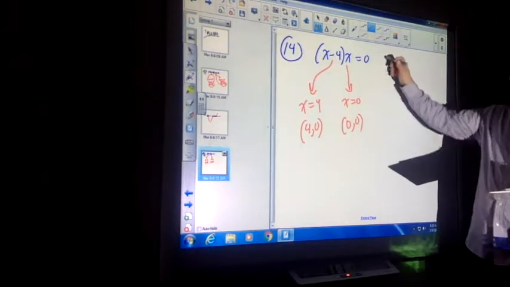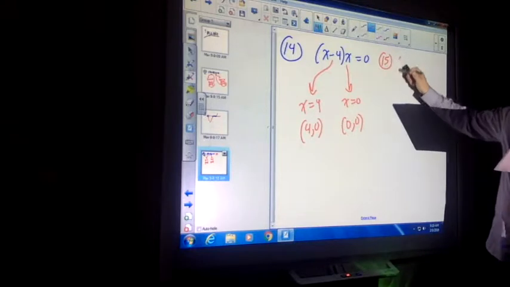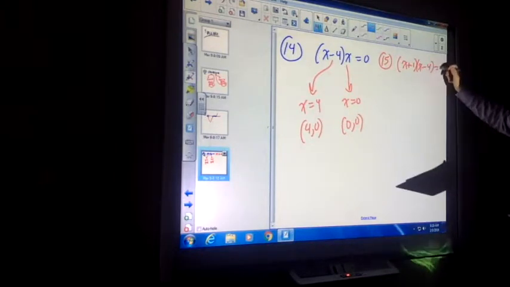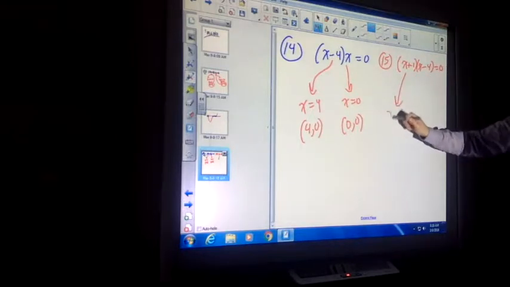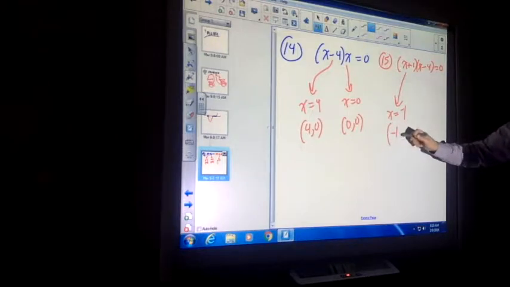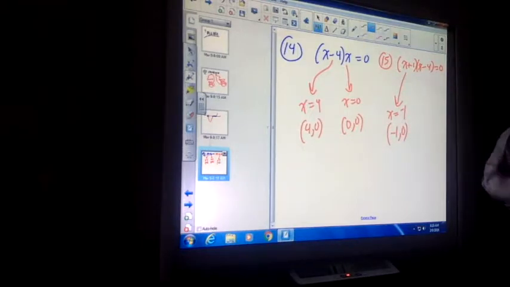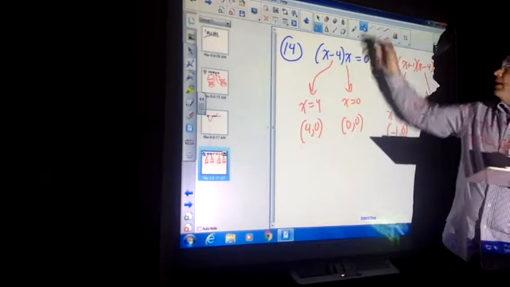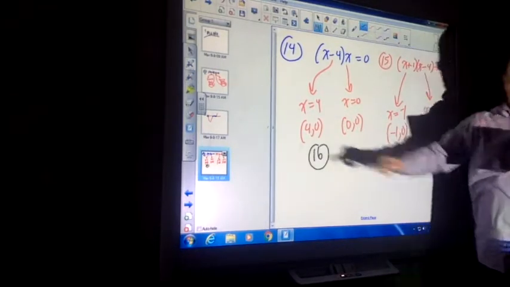And then if I go to number 15, I have x plus 1 and x minus 4. That's equal to 0. So this is going to give me x equals -1. If I plug that in, I get 0. So that gives me the point -1 comma 0. That's my solution. That's where it crosses the x-axis. This is x equals 4. So that gives me the point 4 comma 0. 4 comma 0 is where it crosses the x-axis. Then if I look at number 16, I can probably squeeze that here.